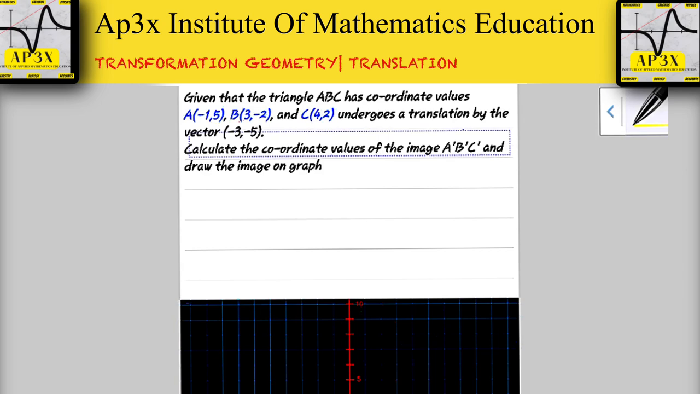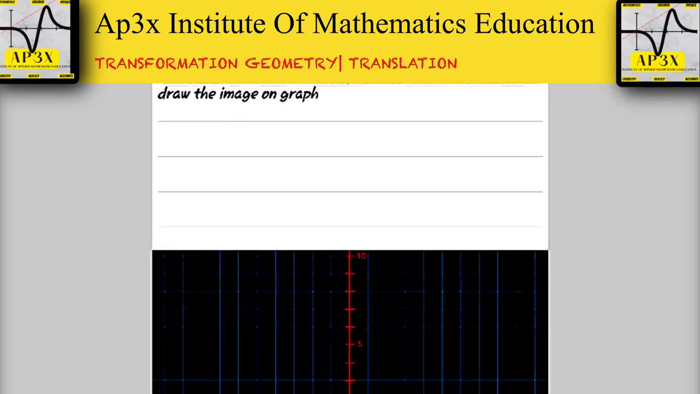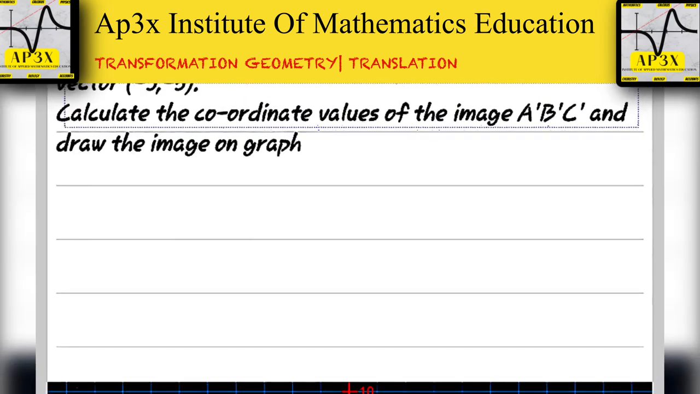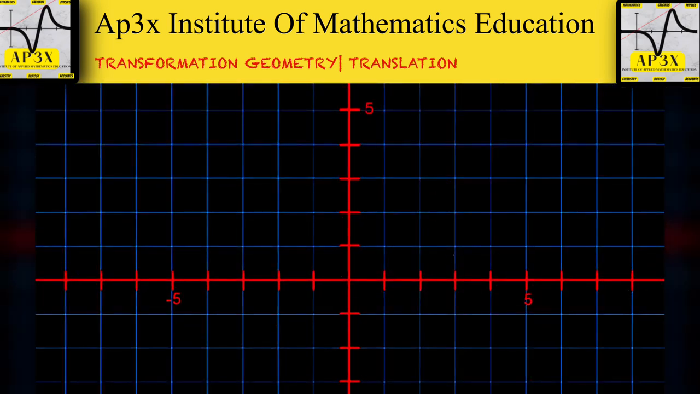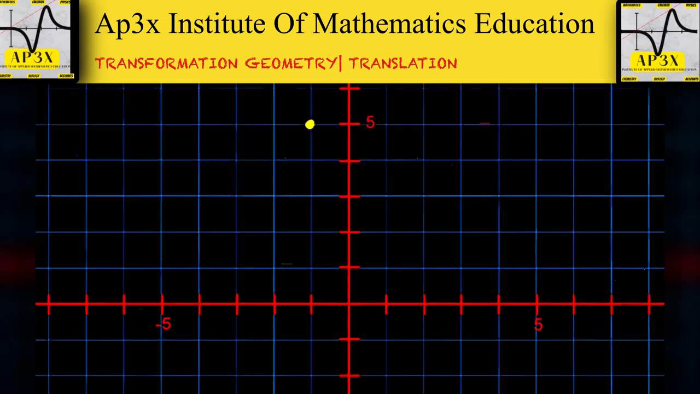Our points, I'm going to be going here with yellow. So the first thing here that I want to do is plot the point A, which is -1, 5. So I'm of course going to take 1 step to my left and 5 steps up. So that is 1, then we go 1, 2, 3, 4, 5.